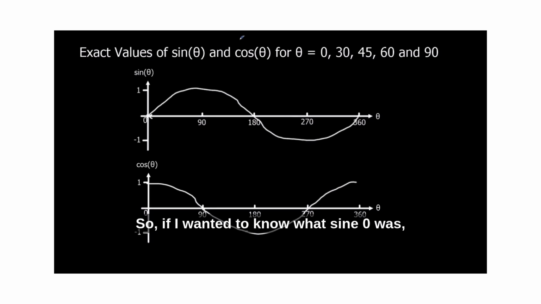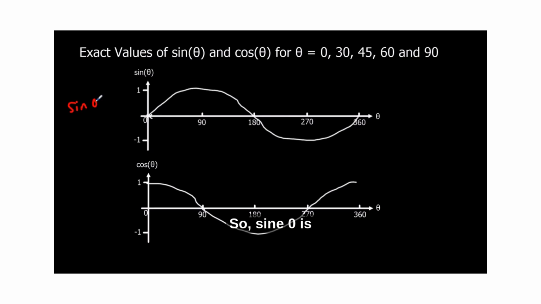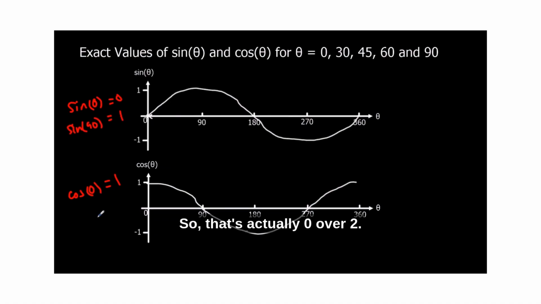So from this, we can look at the values of sine and cos for 0 and 90. At 0 degrees, sine of 0 equals 0, and cos 0 equals 1. And at 90, sine 90 is 1, and cos 90 is 0.